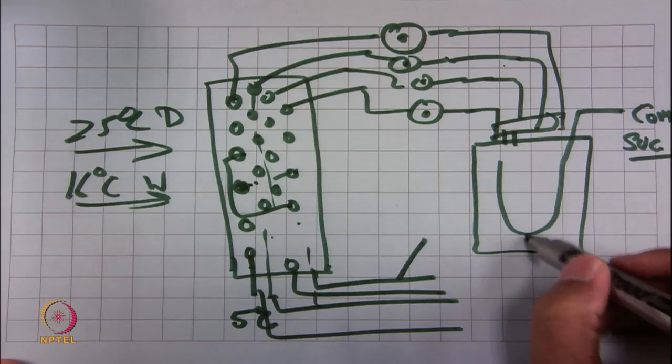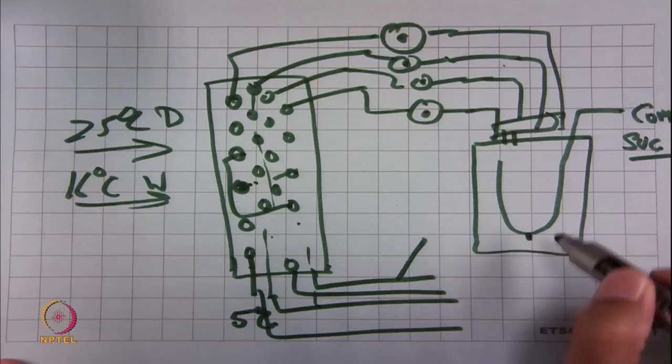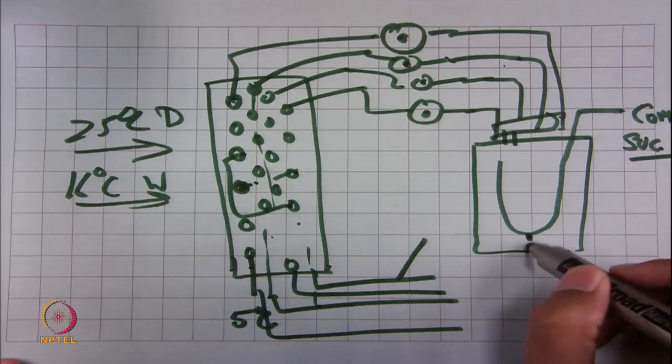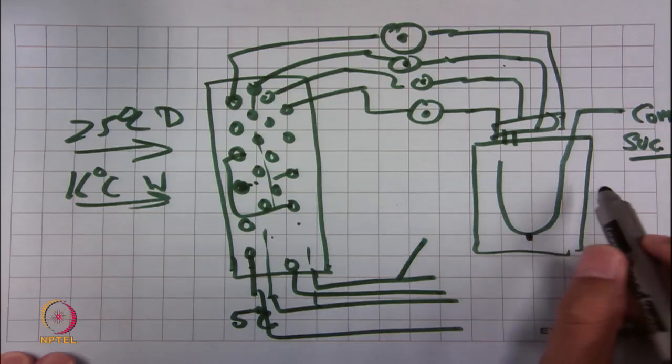Now, this tube has a small opening at the bottom, allowing for oil to be picked up, so that it continues to be in the system.